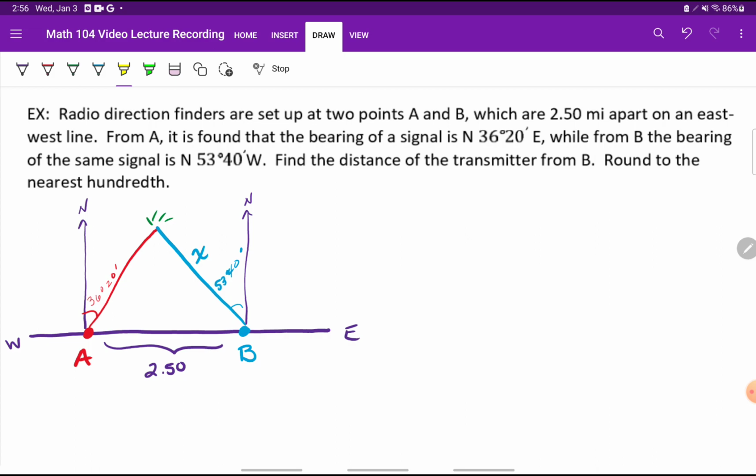Points A and B sit on an east-west line. We have at point A a due north line. So that due north is going to make a right angle with the east-west line. And then the same thing's happening over here at point B as well. So we can find these angles inside the triangle because they're going to be complementary with the two that we have outside the triangle.